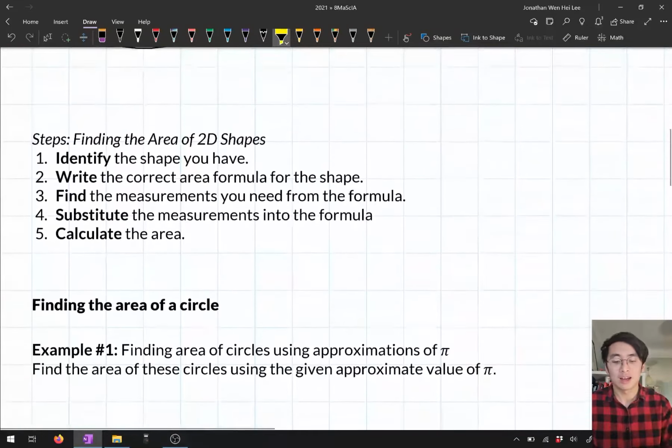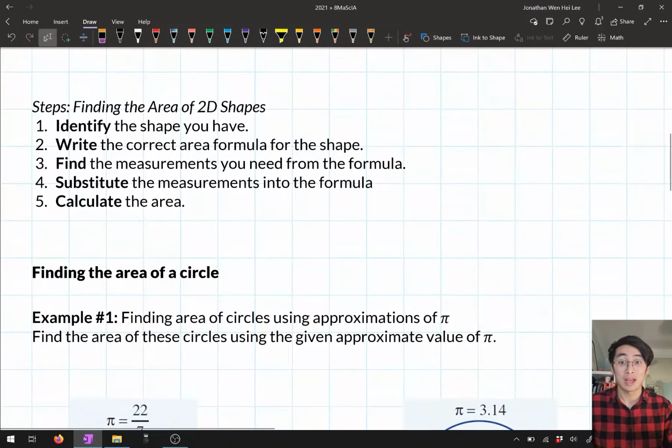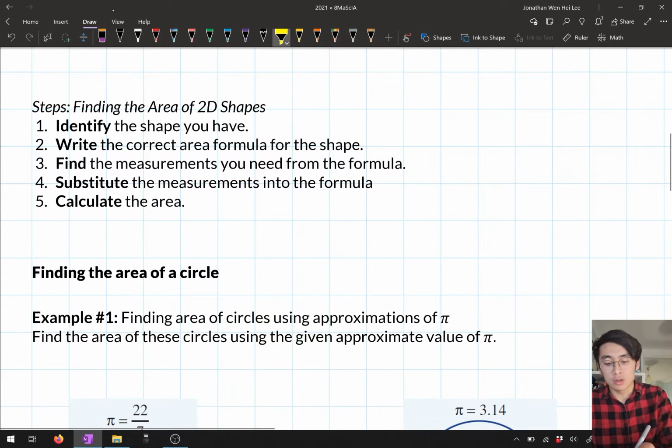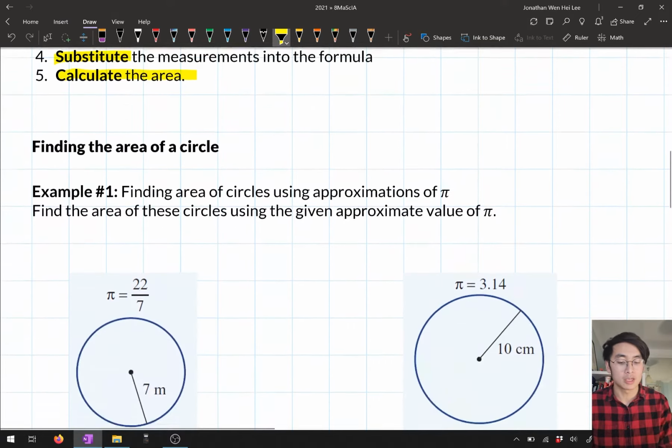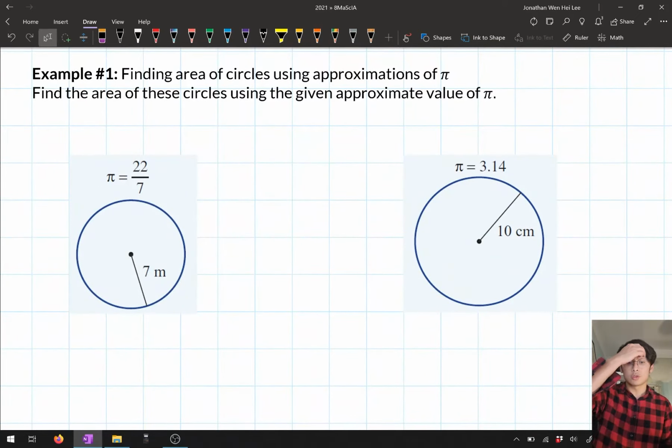Just like we had a look at last lesson, when we're trying to use an area formula or any formula, what we want to do is firstly identify what shape we have. Here we've got a whole bunch of circles, so we don't really need to do this step as much. Then the following step is we want to write the correct area formula for the circle. So we want to write for a circle, A is equal to pi r squared. Then we need to find the measurement. The only measurement that we need to find for these scenarios is just the radius. And then we substitute it in, and then we calculate the area. So let's have a go at a couple of examples where we need to do this. Finding the area of circles using approximations of pi.